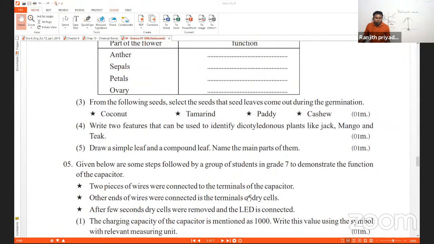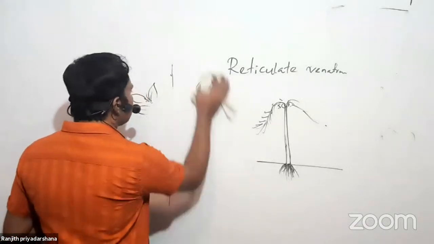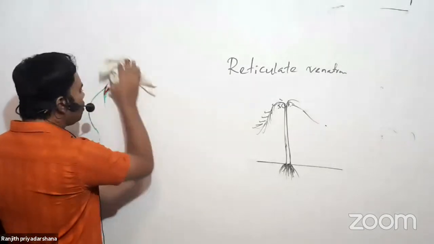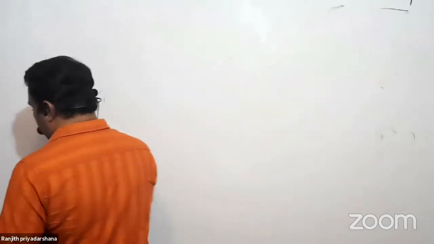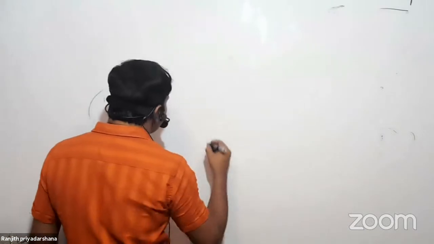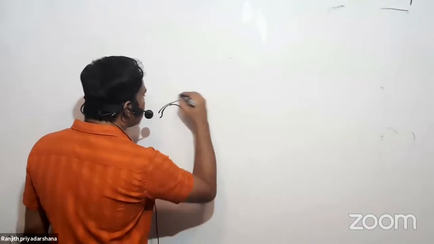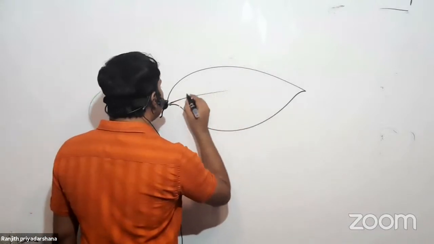Draw a simple leaf and a compound leaf, and name the main parts of them. Okay, let's draw that. Can anyone define what a compound leaf is? What happens to the leaf blade? In a compound leaf, the leaf blade is completely divided into segments.